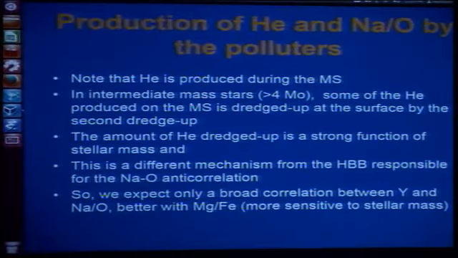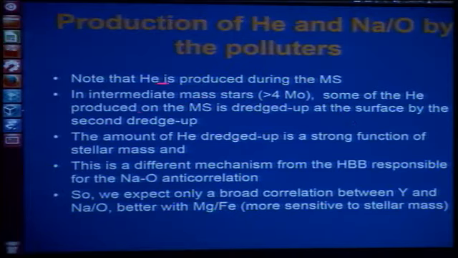The first dredge up occurs when the star goes out from the main sequence. For massive stars, with mass larger than 4 solar masses, there is a second dredge up. And then for practically all stars, there is also a third dredge up, which happens on the AGB. The second dredge up happens at the base of the AGB, while the third dredge up occurs in a later phase during the AGB. But this is a peculiar characteristic of objects with more than 4 solar masses. That does not happen for the less massive stars. The amount of helium which is dredged up here is a strong function of the stellar mass.